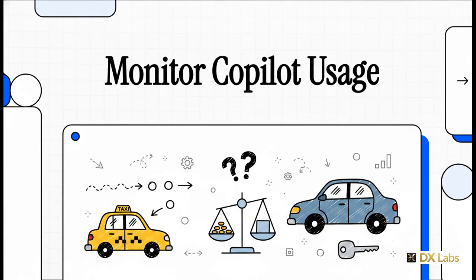Think of pay-as-you-go licenses kind of like a corporate taxi account. You literally only pay when your employees actually take a ride. But if you've got someone taking a taxi every single day, it quickly becomes way cheaper to just buy them a company car. We're going to look at exactly how to figure out who needs the taxi and who needs the car when it comes to Microsoft 365 Copilot usage.